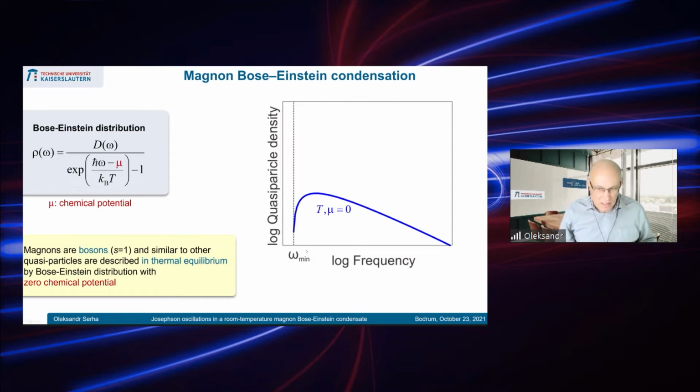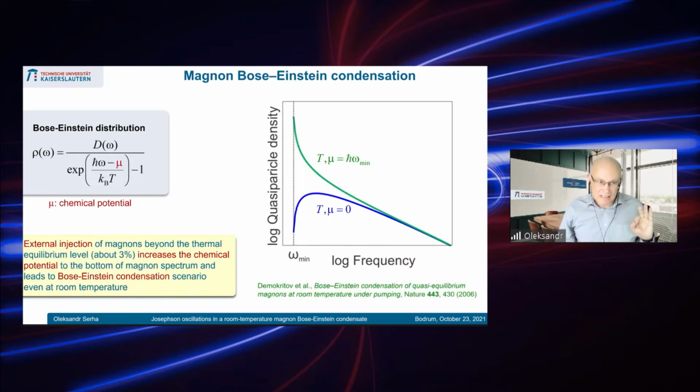But if we, in some way, change the distribution of these quasi-particles, in such a case we can obtain the situation when the chemical potential is not zero anymore, but will be equal to the frequency of the bottom of the spin wave spectrum, the energy of the bottom of the spin wave spectrum. And in such a case, we can expect formation of a Bose-Einstein condensate. How can this change be done?